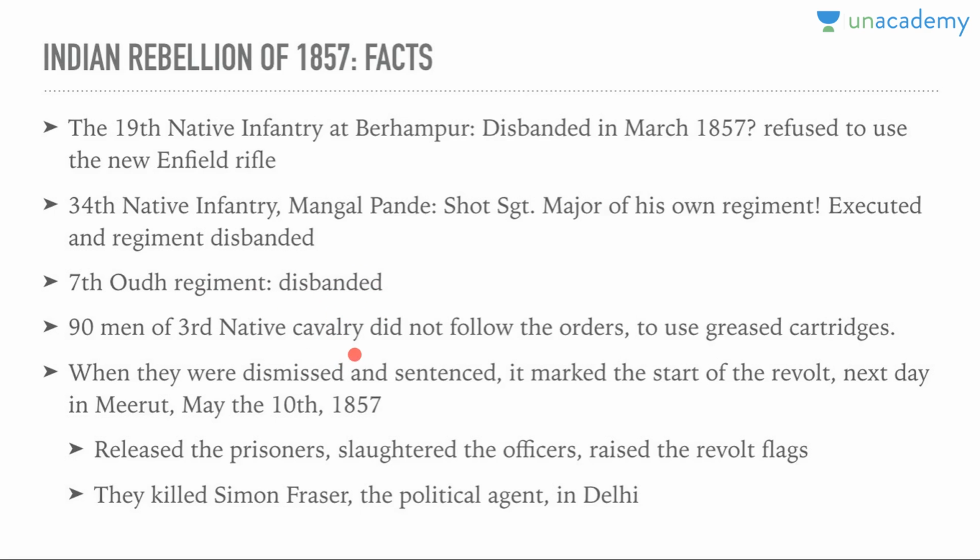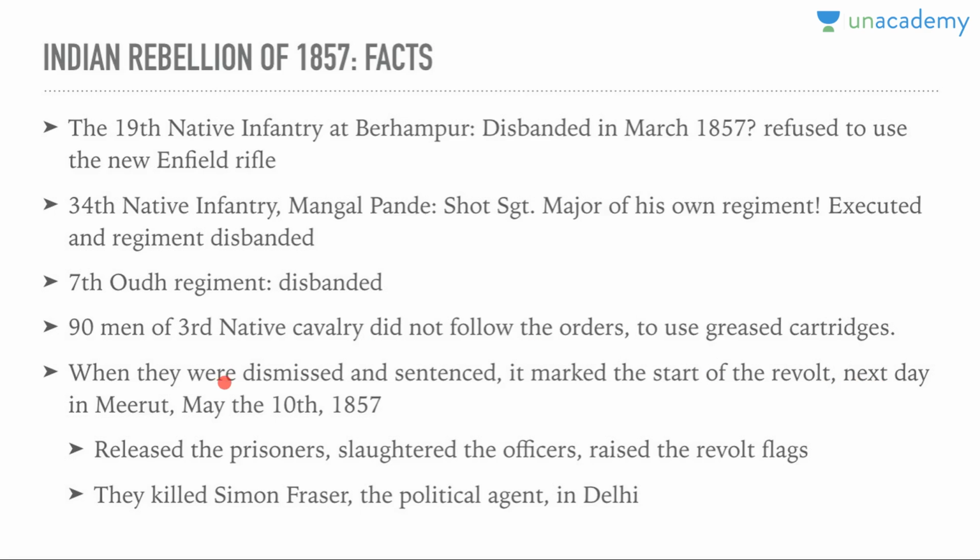Now comes the main important point, the Meerut revolt, the Meerut uprising, which was the start of it. In April of 1857, 90 men of the 3rd Native Cavalry did not follow the orders given to them to use the greased cartridges because they were laced with pork and cow fat. That was the rumor. Nobody knows if it was true or not, but by and large, it is considered to be true. When they were dismissed and sentenced, it marked the start of the revolt.